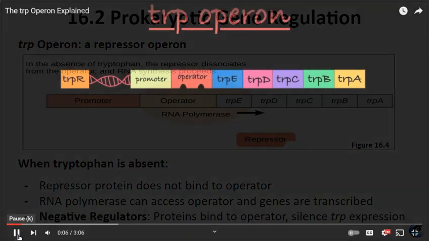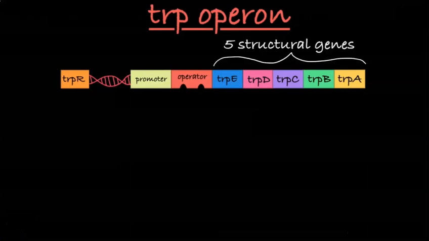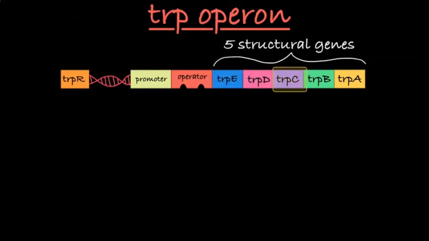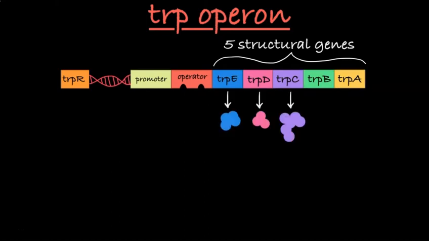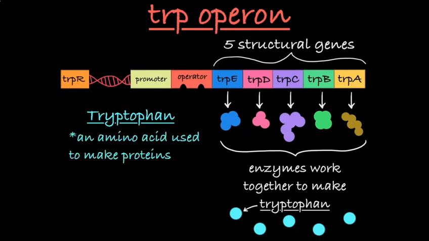So this is what the trp operon looks like. You can see that it contains 5 structural genes: trpE, trpD, trpC, trpB, and trpA. These genes each encode enzymes that are necessary for tryptophan synthesis, which is the process of making tryptophan in the cell. Tryptophan is an amino acid that is necessary in the bacterial cell for any protein synthesis. Because proteins are constantly being made in the cell, tryptophan needs to be present at all times for E. coli to survive.